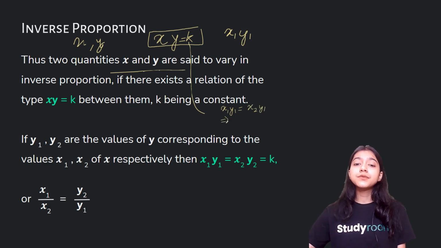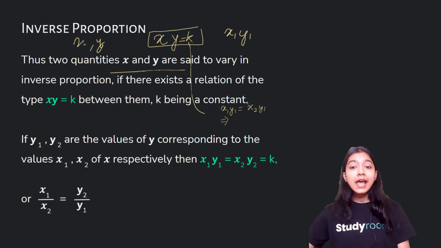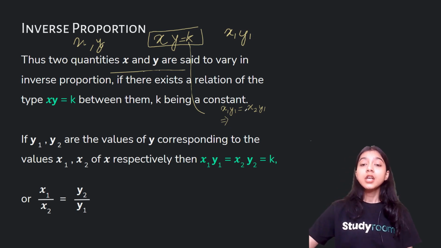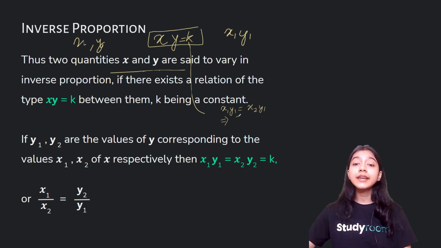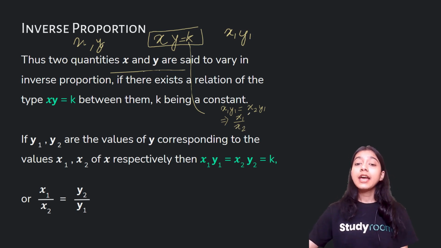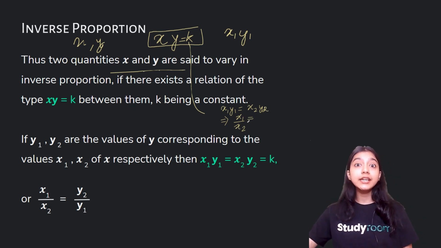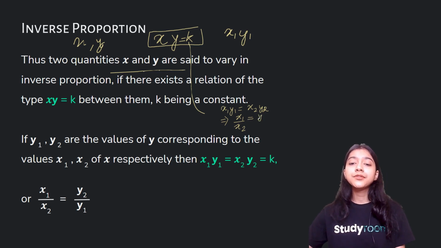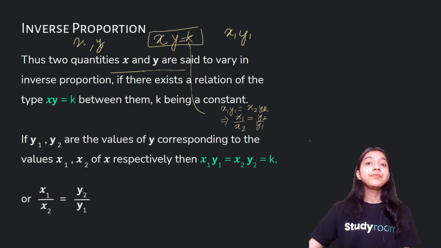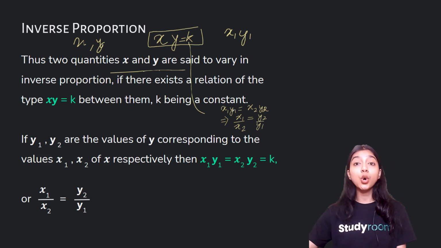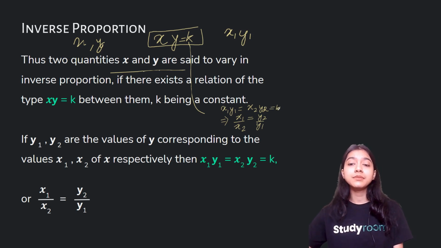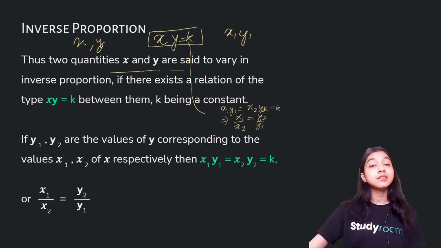Now, what we'll do is we will take this y1 on the right hand side and we'll take this x2 on the left hand side. So when x2 comes on the left hand side, it will get divided by x1. So we'll get x1 divided by x2 on the left hand side. And on the right hand side, y2 is from the product of x2 and y2. Now, if I take y1 on the right hand side, it will get divided by y2. So I'll be left with y2 by y1. Now, from here we can say that the first conclusion was that the product of the variables should be a constant. That means x1 y1 is equal to x2 y2 is equal to a constant.